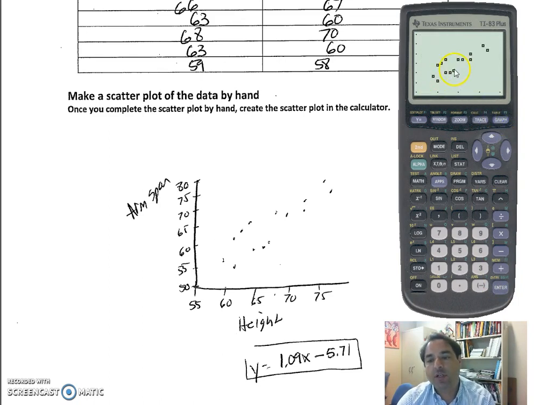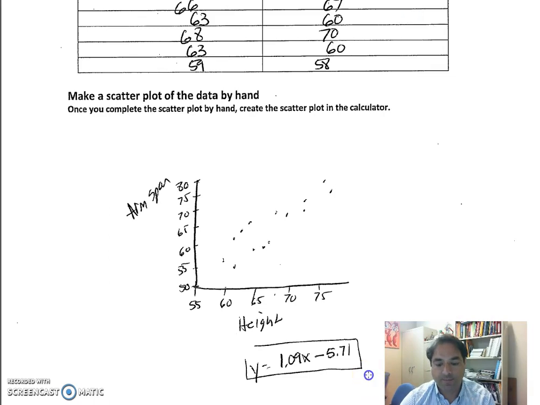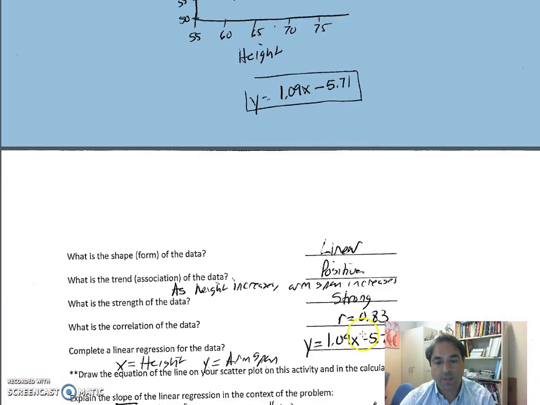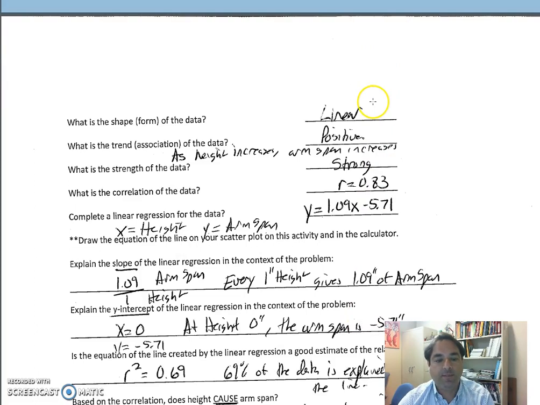Looks like a strong linear positive relationship. The taller you are, the larger your arm span. And then we're going to answer a bunch of questions related to this. So, what is the shape? Linear. Association, trend, positive. As height increases, the arm span increases. The strength is strong. But we don't like saying strong, we want the number.